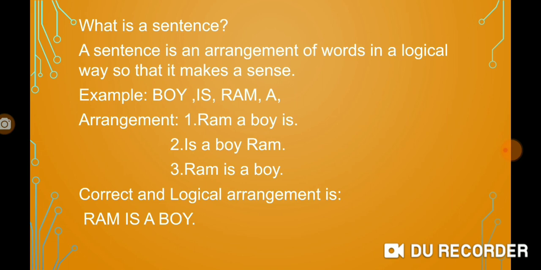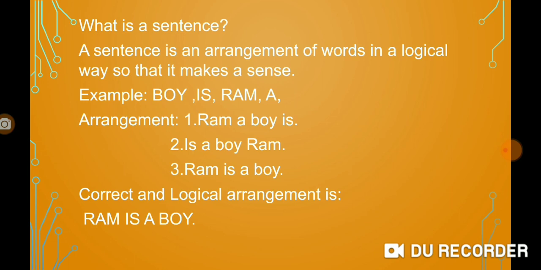if you look at the third example, Ram is a boy. It makes sense. Once you say Ram is a boy, it is very clear, and the listener would understand that yes, it has a sense. So from this, we got to know that a sentence is not just an arrangement of words, but it must make sense.